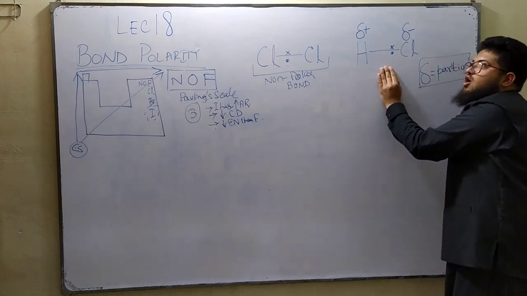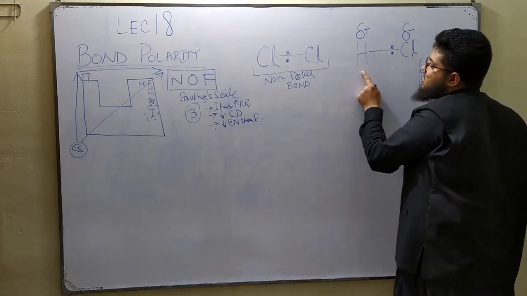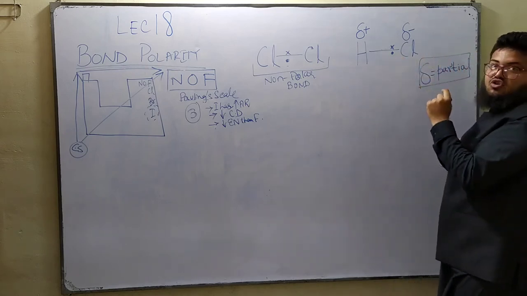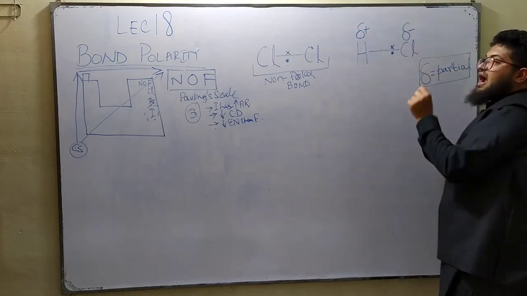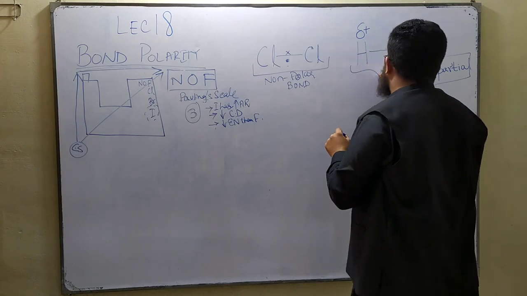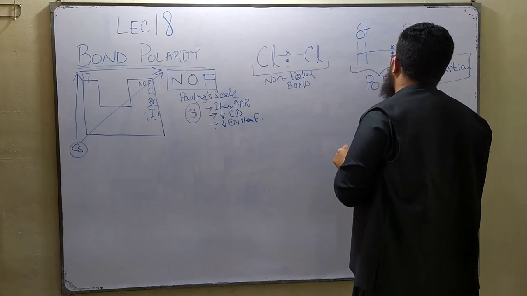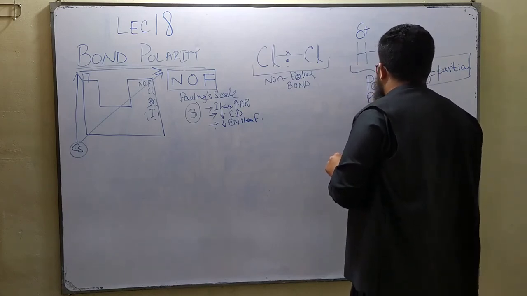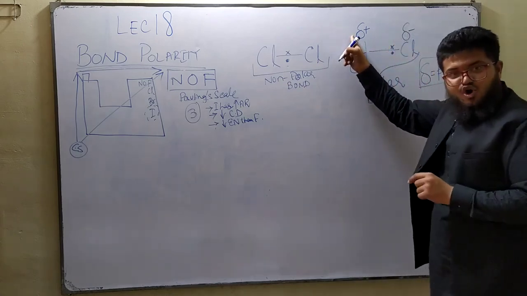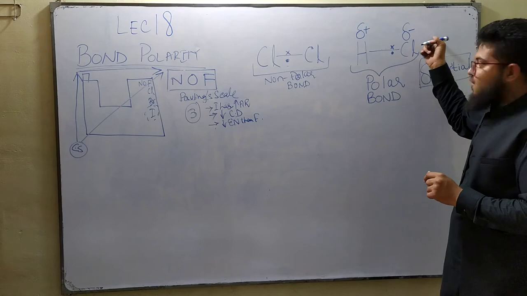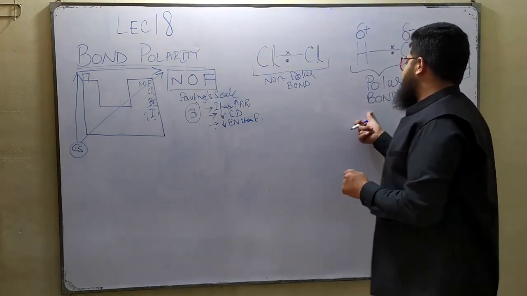Okay, now such a bond in which two atoms of different electronegativities are bonded to one another, which results in the shifting of electrons and the induction of partial charges on the bonded atoms, is known as a polar bond. Okay, because it has two poles. It has a partial positive pole and a partial negative pole. So it's called a polar bond. So this was the concept of polarity.